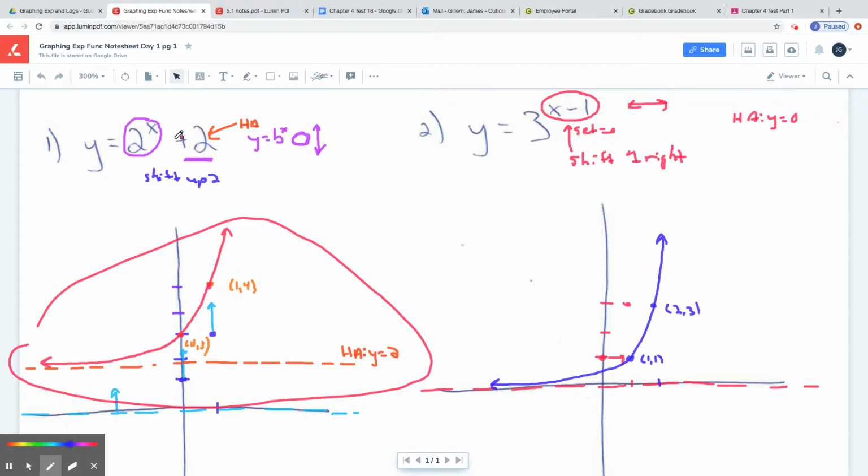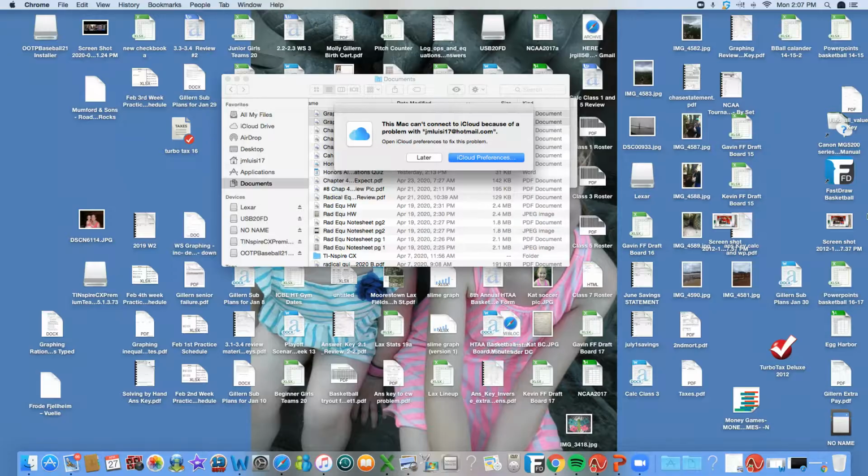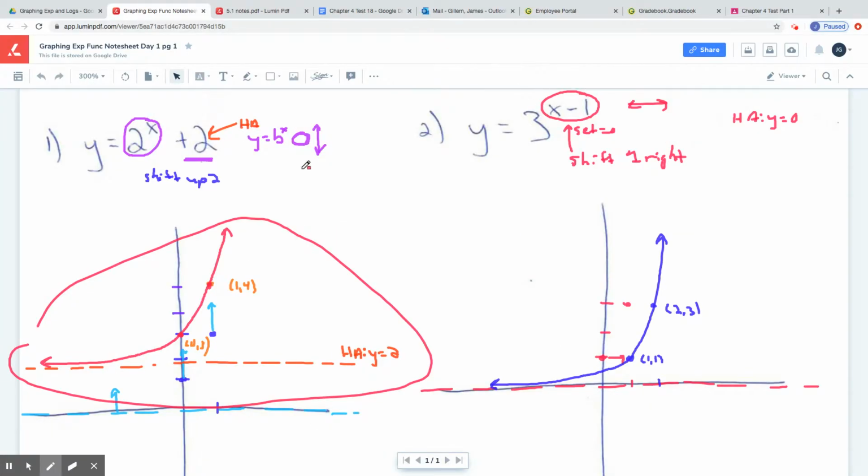All right. So by itself, off to the right, what just happened? Off to the right here. Moves it up or down, connected to the exponent, moves it left or right.